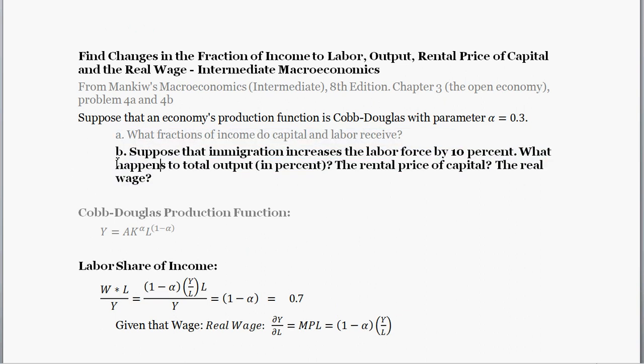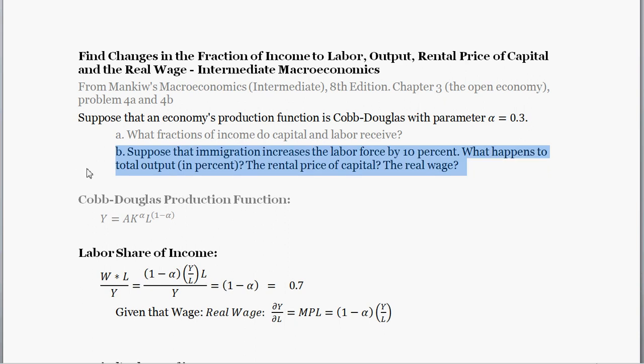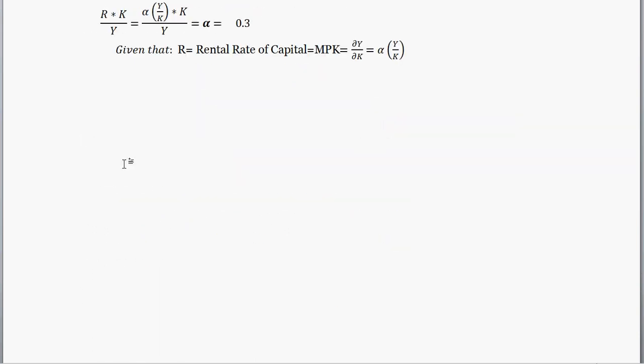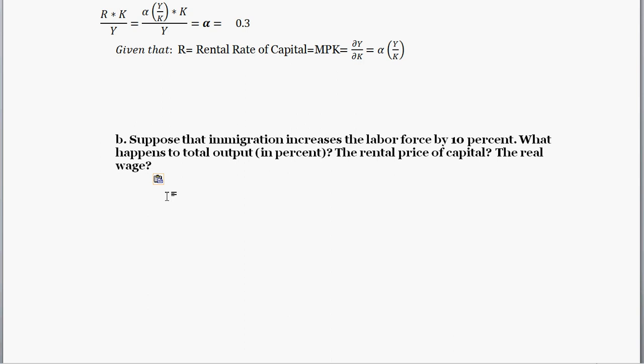So B says, suppose that immigration increases the labor force by 10%. What happens to total output in percent? And what happens to the rest of the things that we figured out? Okay, so let's bring that down here. The first thing I like to do, given a problem, is to organize what we know already. So we know that alpha equals 0.3. We also know our production function takes this form. It's a Cobb-Douglas production function.